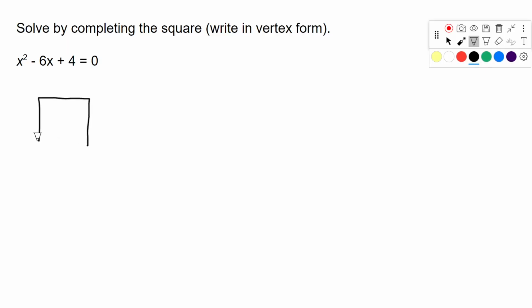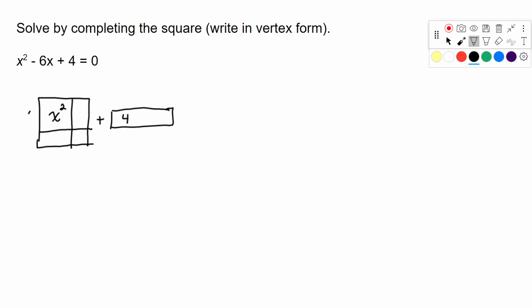Since this particular problem begins with x squared, I only need one perfect square. So that's going to have x squared in it. Keep in mind that the units of 4 are not going into the square. So I'm going to place those 4 units outside in a different rectangle.